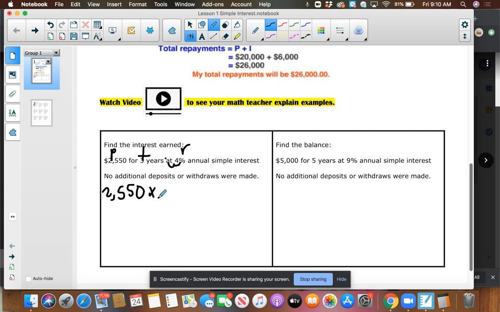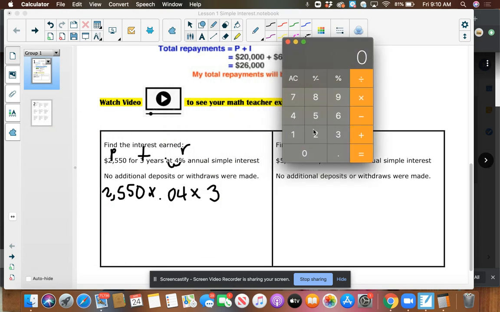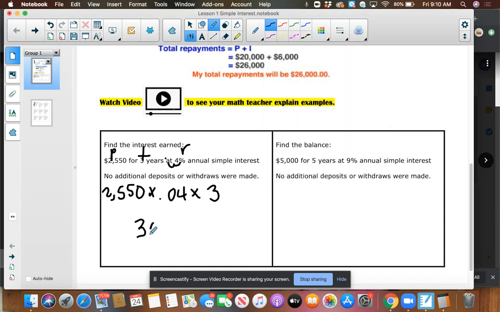So this number times 0.04 times the years, 3. No additional deposits or withdrawals were made. So we're just going to multiply straight off. 2,550 times 0.04, the rate, times 3 years. So the interest earned is $306.